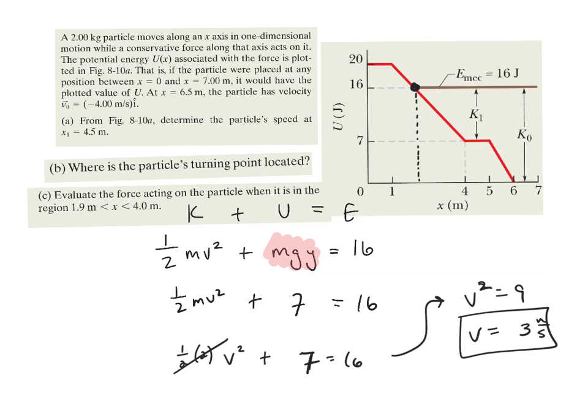How about part C? Evaluate the force acting on the particle when it is in the region between 1.9 meters and 4.0 meters. The region between 1.9 and 4.0. What are we thinking about for the force acting there? For the force acting, based on just the concept of the graph.